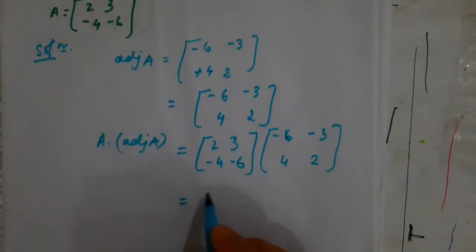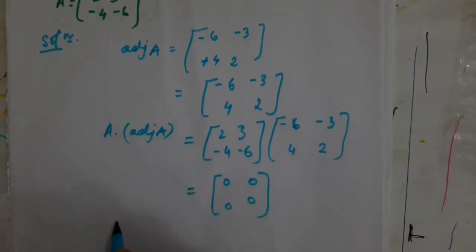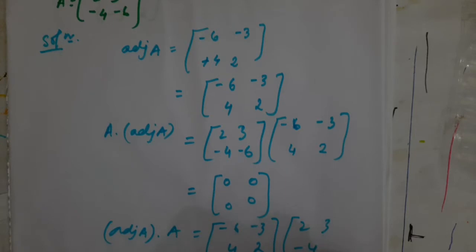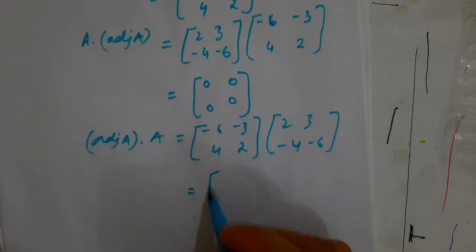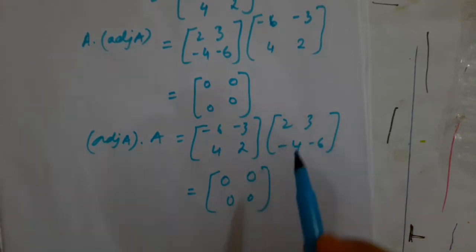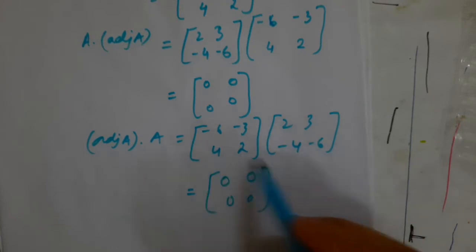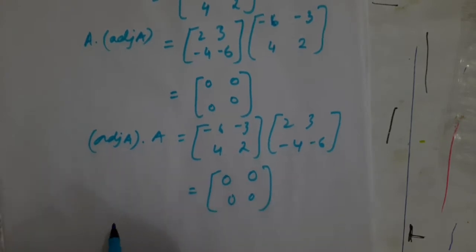After the multiplication we get the zero matrix. Now we find adjoint of A times A, which is minus 6, minus 3, 4, 2 times 2, 3, minus 4, minus 6. Here also we get a zero matrix. You all already know the multiplication of matrices, so it is easy: this with this, this with this. So we get the zero matrix.